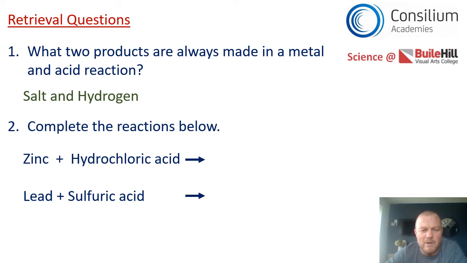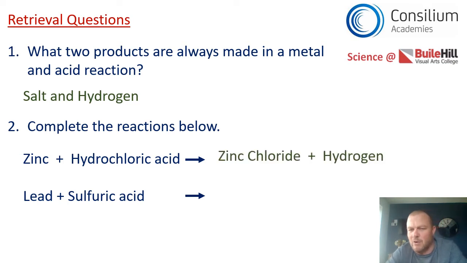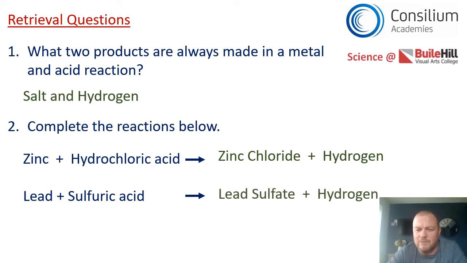And then the second one, we've got our metal and we've got our acid, and I'm asking you to be a little bit more specific. I want you to name the salt as well. So zinc and hydrochloric acid would make zinc chloride, so the name of the metal and the chloride from the hydrochloric acid, plus hydrogen. And in the second one, we've got lead sulfate and hydrogen. Lead being the metal and sulfuric acid turning into sulfate.